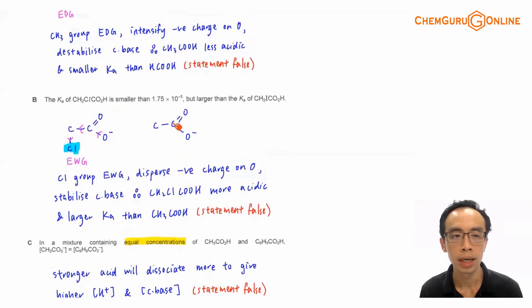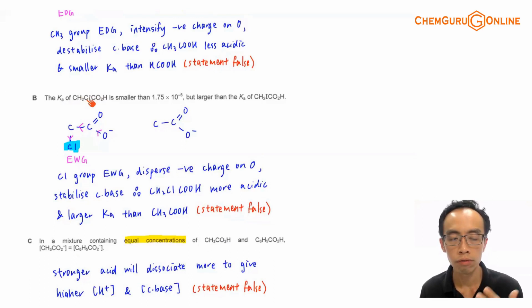Now, how about statement B? Statement B says the Ka value for CH2ClCOOH is smaller than 1.75 times 10 to the power of minus 5, but it is a bigger value than the Ka value for CH2ICOOH. Now, what we do is compare the first part and see whether it is valid or not, because if it is not valid, then we don't even need to bother looking at the second comparison. Is it true that the Ka value for chloroethanoic acid is smaller than 1.75 times 10 to the power of minus 5? Again, we're comparing against ethanoic acid.